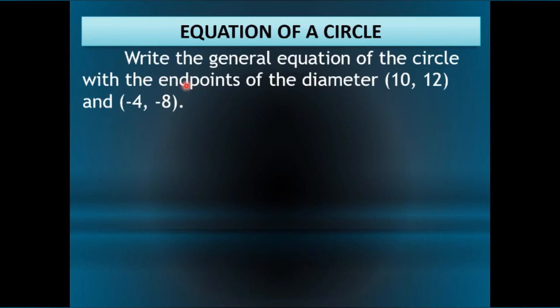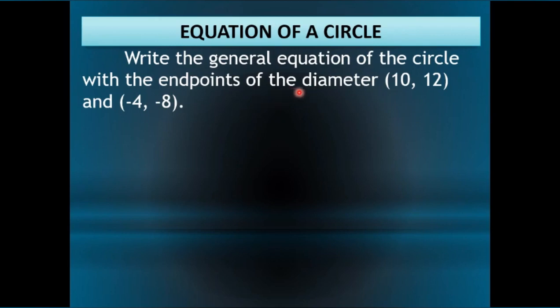Let's have another example. Let us write the general equation of the circle with the endpoints of the diameter (10, 12) and (-4, -8). So our given here is already a diameter, so we need to find first our center and, of course, the length of the radius.